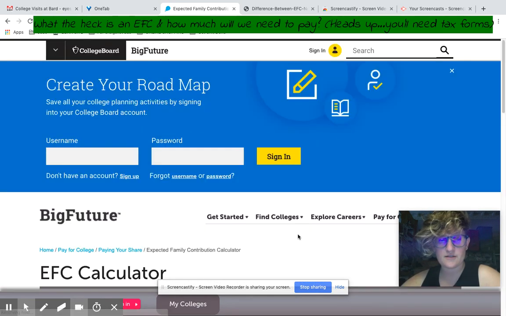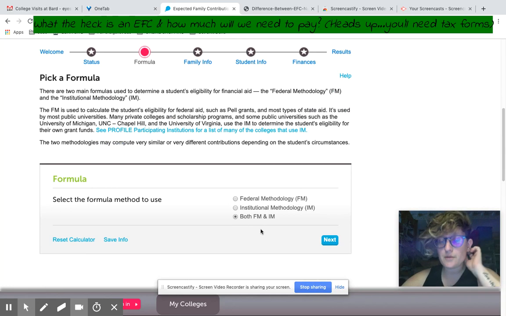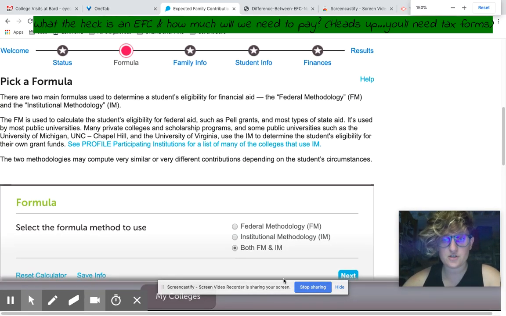So let's hit next. Now this is really important. It says pick a formula. This is so, so, so important, y'all.